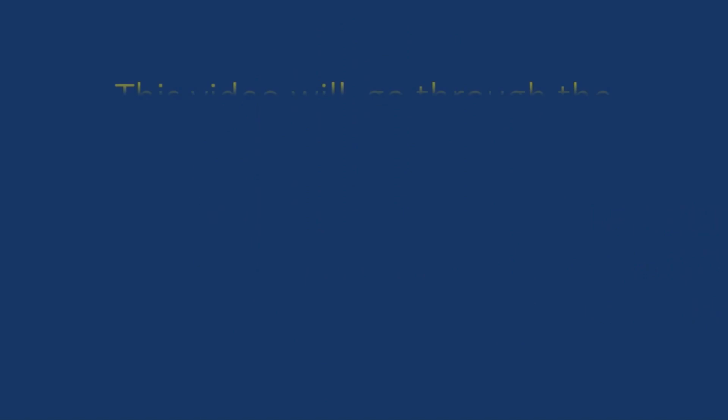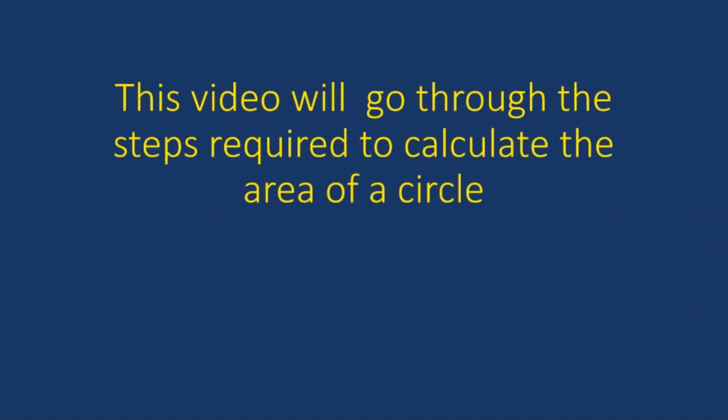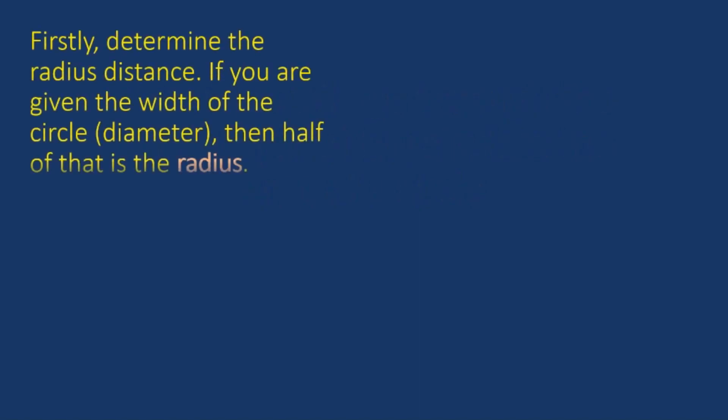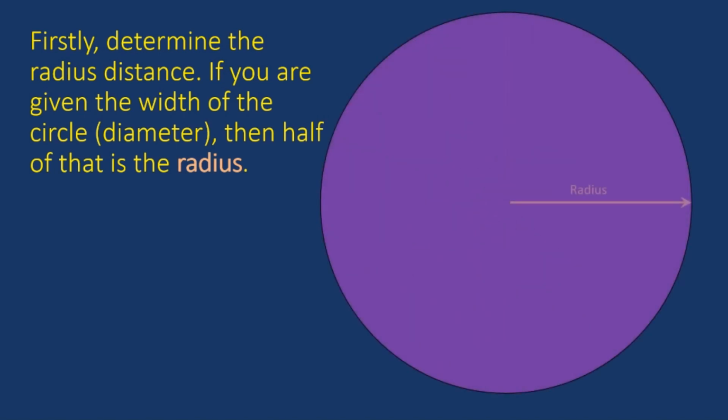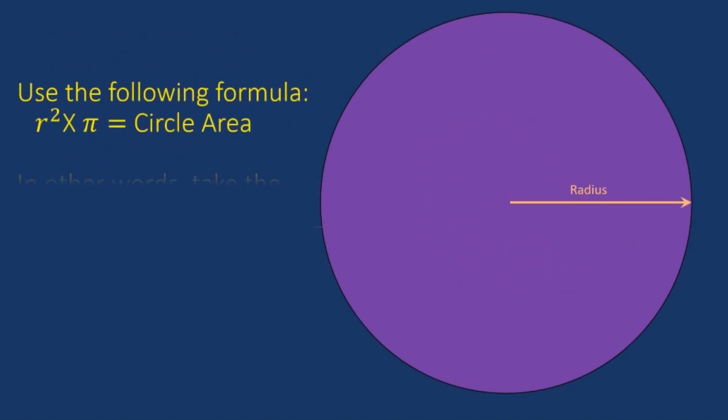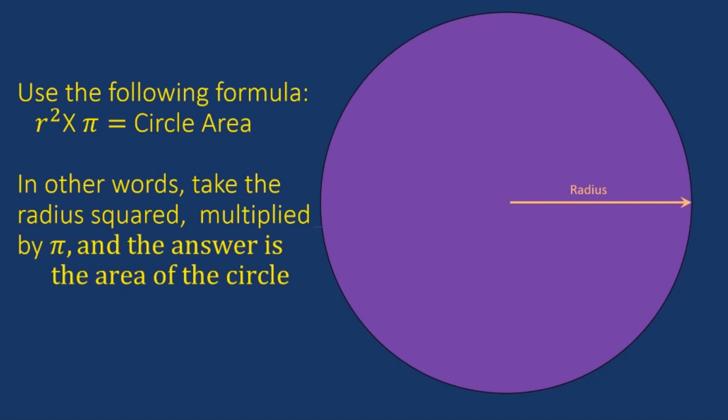To calculate the area of the circle, you need to be aware of a formula and how to apply that formula. Often in a situation you might be given the diameter or width of a circle. If that's the case, you'll need to have that distance to get the radius, as is animated here now. Once we have the radius, we will be applying the formula which is radius squared multiplied by pi.